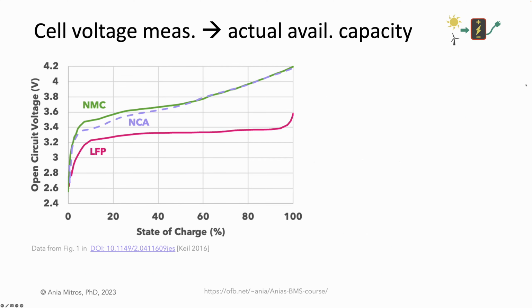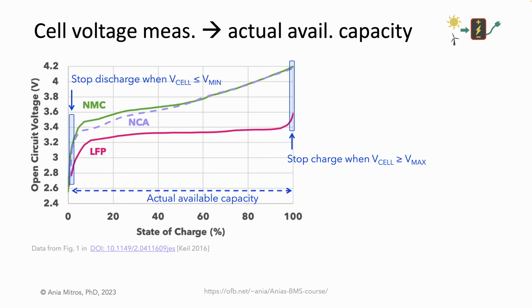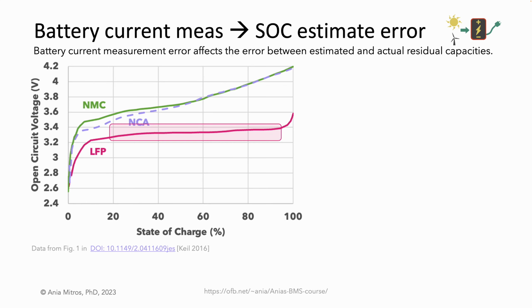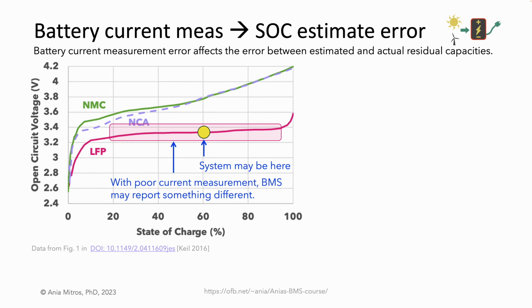Let's say that again. We stop charge and discharge based on voltage, and thus the cell voltage measurement affects actual available capacity. Battery current measurement accuracy affects state of charge estimation error, or equivalently, the error between the estimated and actual residual capacities. The system may be at one state of charge, but if the SOC estimate is inaccurate, we might tell the user or system controller something different. The difference is our estimation error. How much this error matters depends on the application.